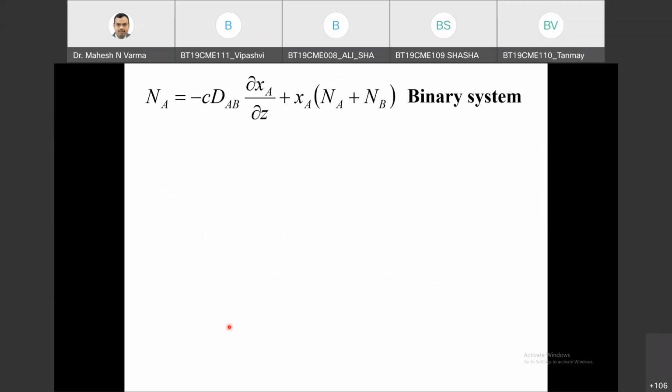So using this combined flux, the definition of the combined flux for a binary system, NA will be equal to C DAB dXA by dZ plus XA times the sum of fluxes. You can get it in the Z direction. So what will be NAZ and NBZ? What is the relation between NAZ and NBZ? Roll number 112. What is the relation between NAZ and NBZ?